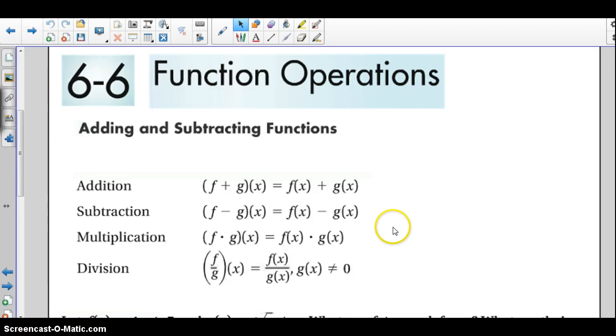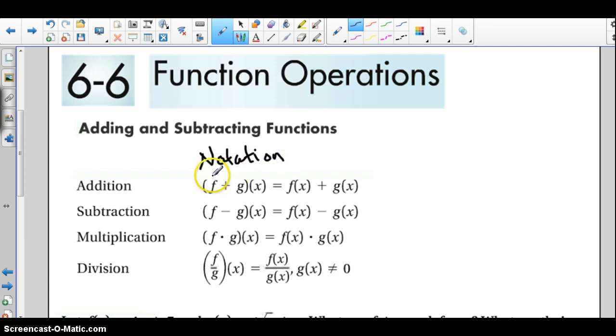Welcome to section 6.6, function operations. This is really about adding and subtracting, multiplying and dividing your functions. And here is the general setup for the notation of function operations. Sorry, that doesn't look very good, but this is the notation for these functions.